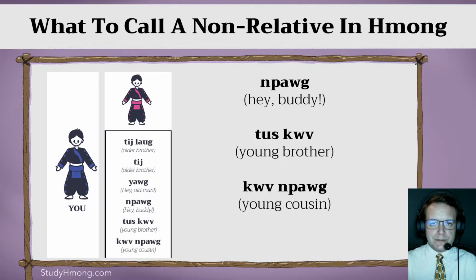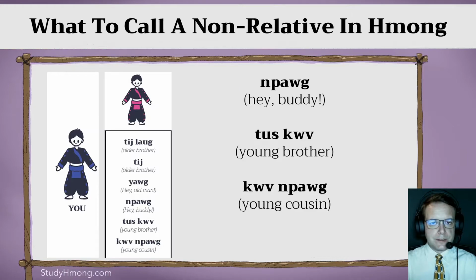A few more terms, and this one I personally use often when I meet a man my age, which is mbo, mbo. Now, mbo normally, as a family term, refers to someone who's a cousin. But when you use it for a stranger, it's like saying, "Hey, buddy," "Hey, friend," kind of along those lines. It's a very general term.